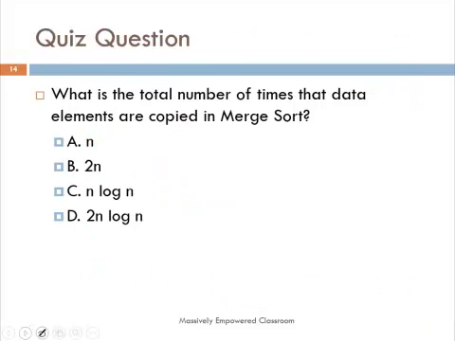So let's see a question here. What is the total number of times that data elements are copied in merge sort? You are applying merge sort to an array of size n. Given the merge sort and merge algorithms that we have studied in this lesson, how many times do we copy the elements of the array? Is it n, 2n, n log n, or 2n log n?